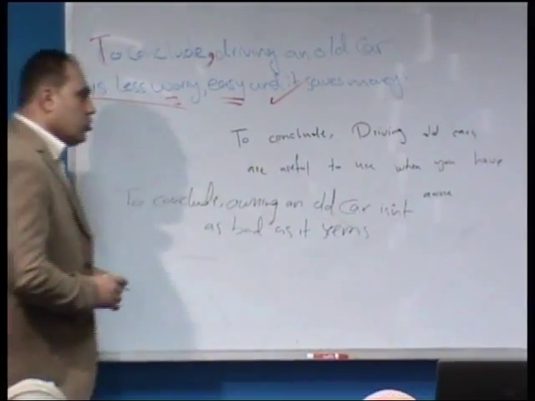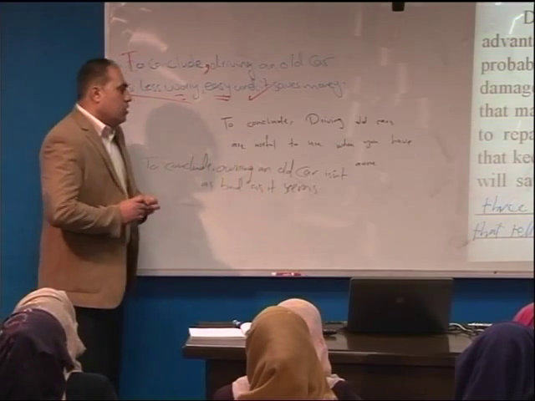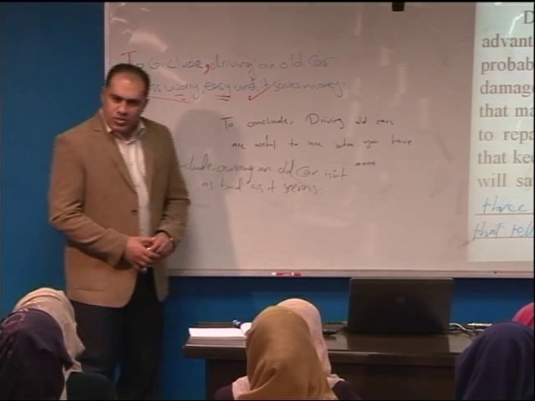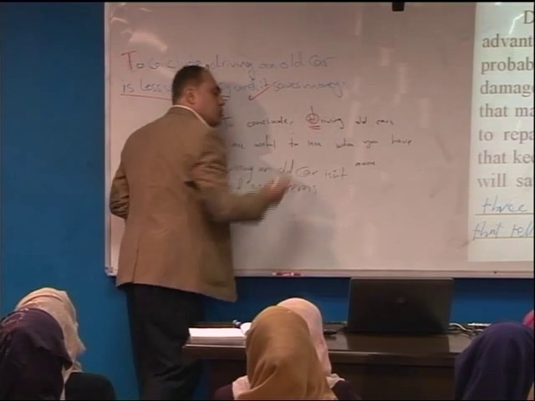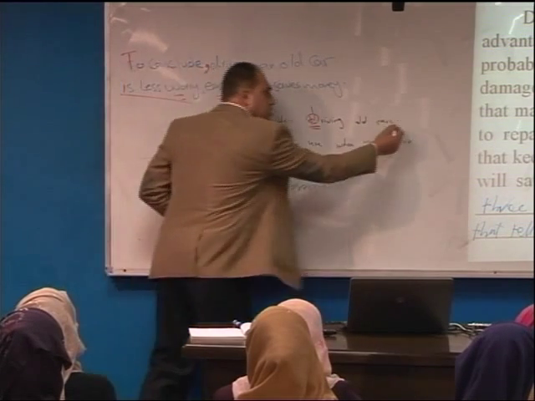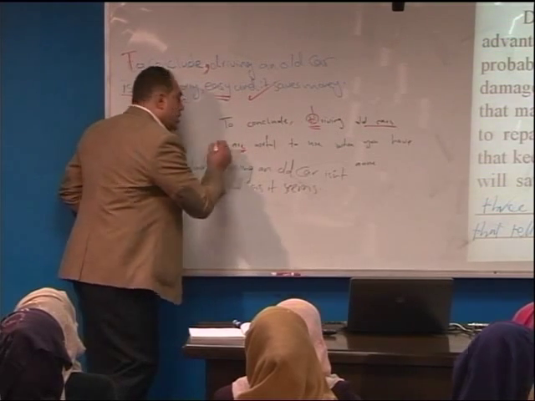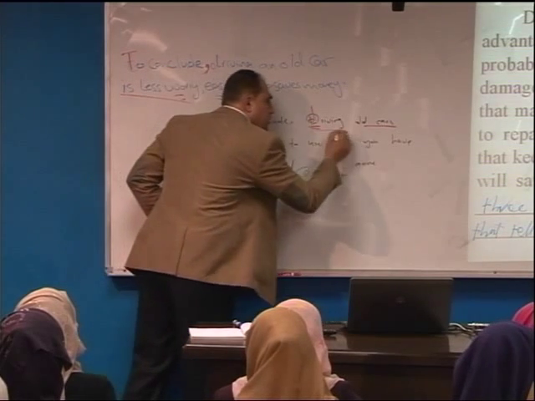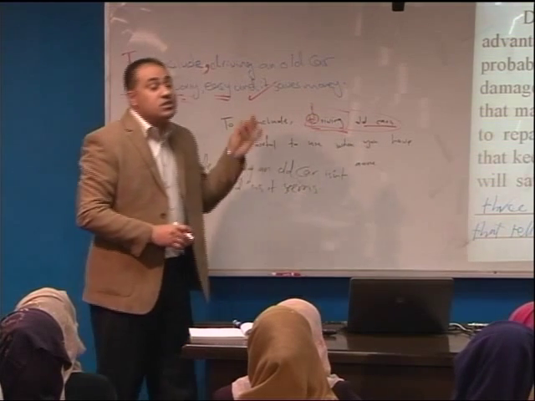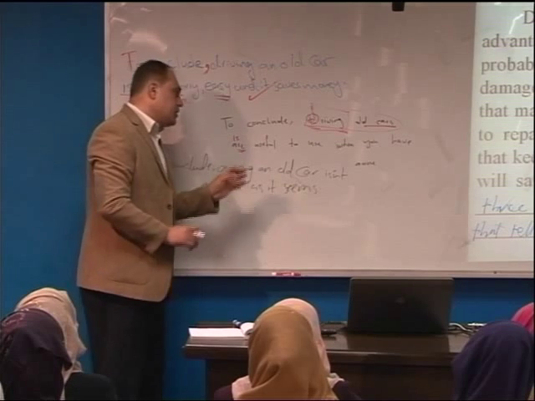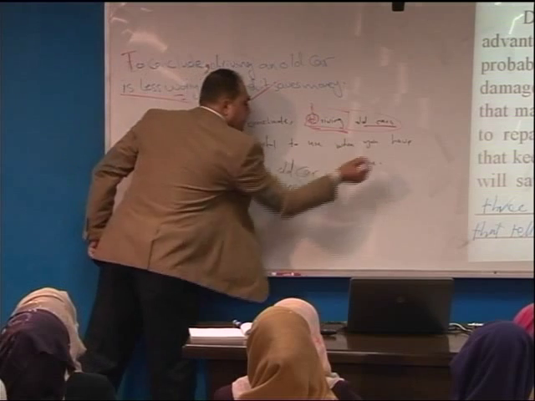Very nice. To conclude, driving old cars are useful to use when you have one. Do you have any comments on this? Yes, driving. First D, it has to be a small letter. Driving old cars, an old car, alright. Why is it "is"? Because this is the subject. It's not the old cars, it's the driving old cars. So this is the subject. It's a singular subject. Alright? Is useful to use when you have one. Let's see the third one.